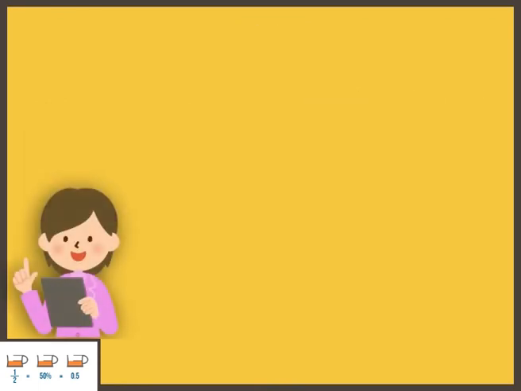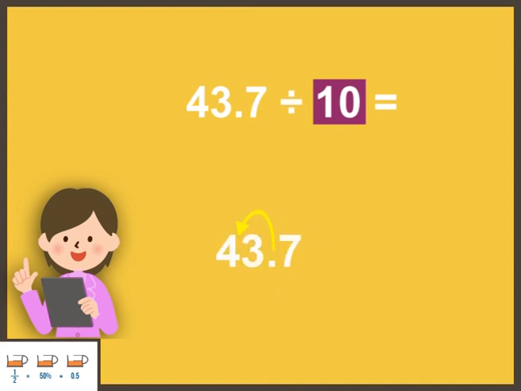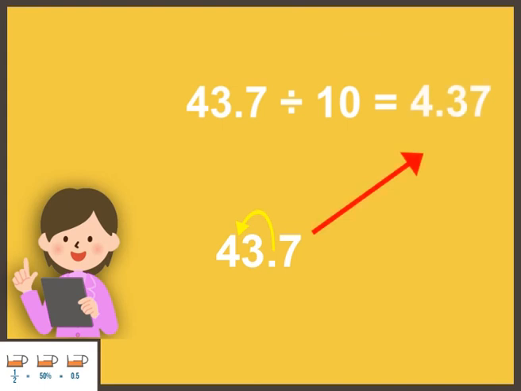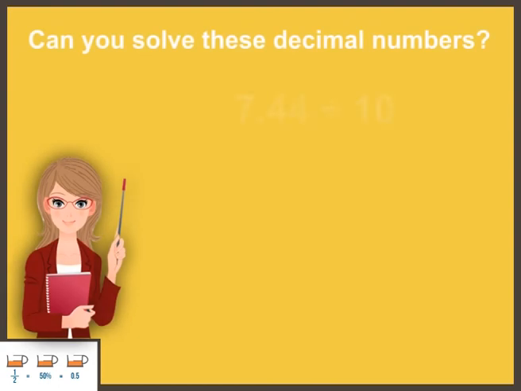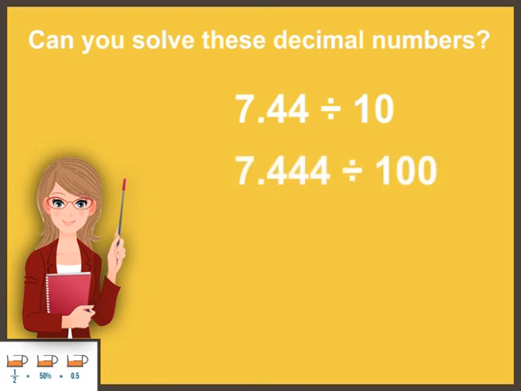In the same way, if we need to divide 43.7 by 10, we will shift decimal 1 place towards the left and get 4.37. Can you solve these decimal numbers? 7.44 divided by 10, 7.444 divided by 100.